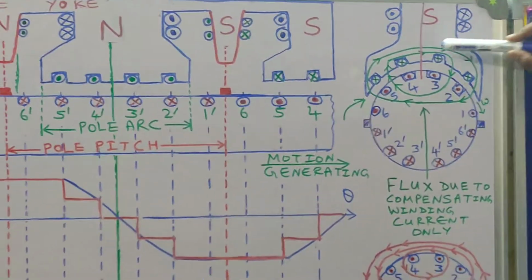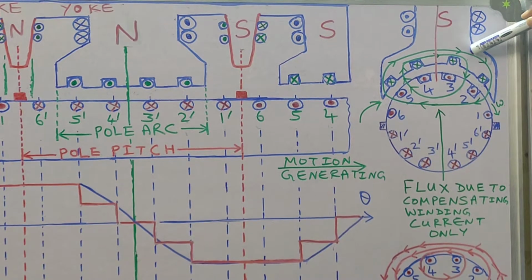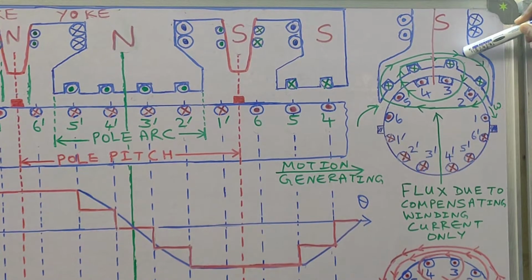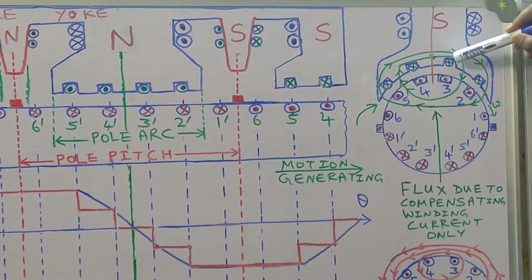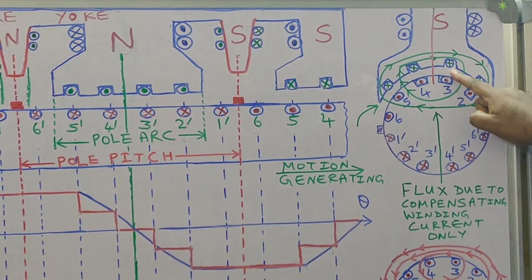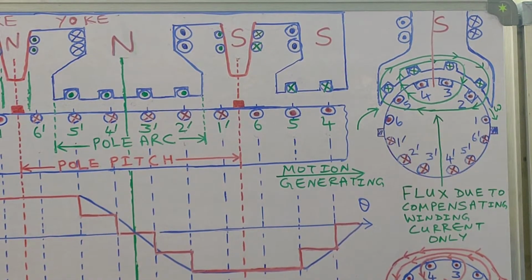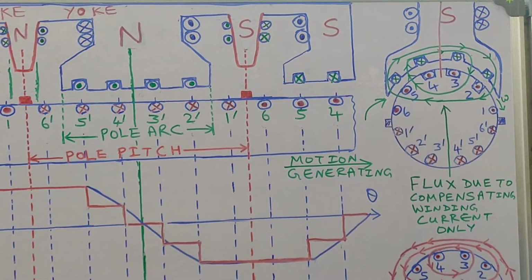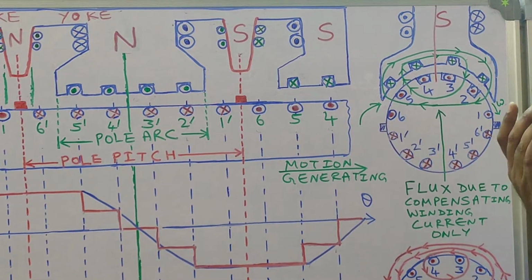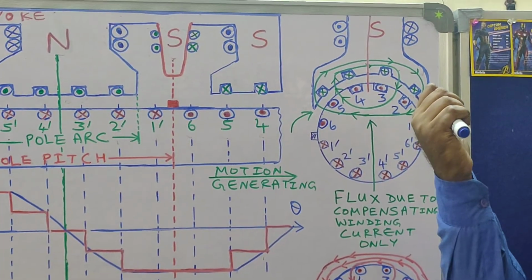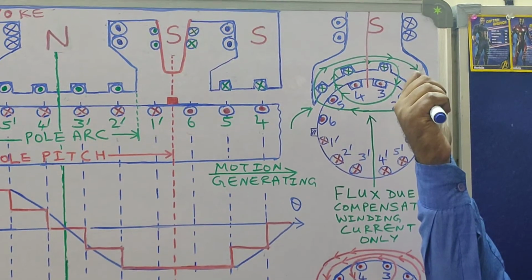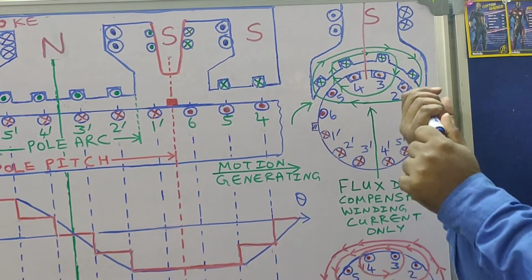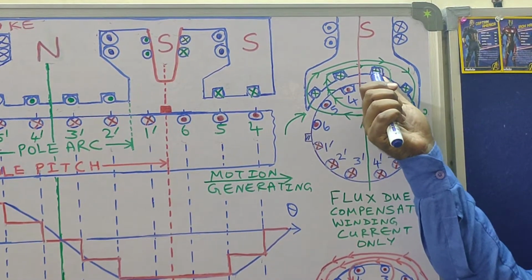You can have a look here in this diagram. These green lines are the magnetic lines of flux corresponding to the current carried by the compensating winding conductors, that is cross. You can see the compensating winding conductors are carrying cross current. Cross means current is entering into the board. Now I am grabbing this conductor with my right hand and the thumb should point towards the board because current is entering into the board. Now you curl these four fingers, and you will find the lines of flux corresponding to this compensating winding current.